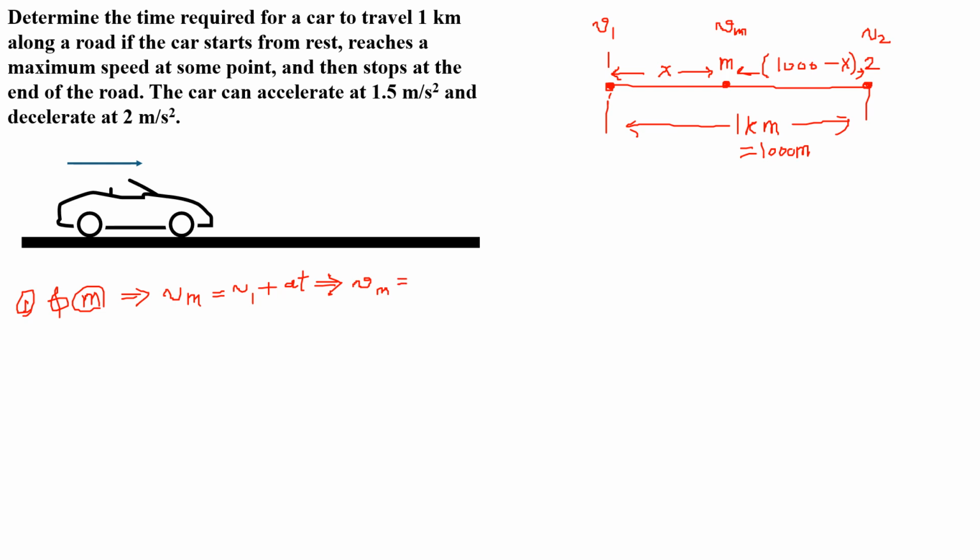Now V1, the car starts from rest, so V1 is 0. Now a here, between point 1 and M, the car accelerates at 1.5, so the car is accelerating, so this is 1.5. And now this is the time. Which time here? The time between 1 and M, let me just call that T1. Let me call the other one T2, or any other symbol you want. So this is T1.